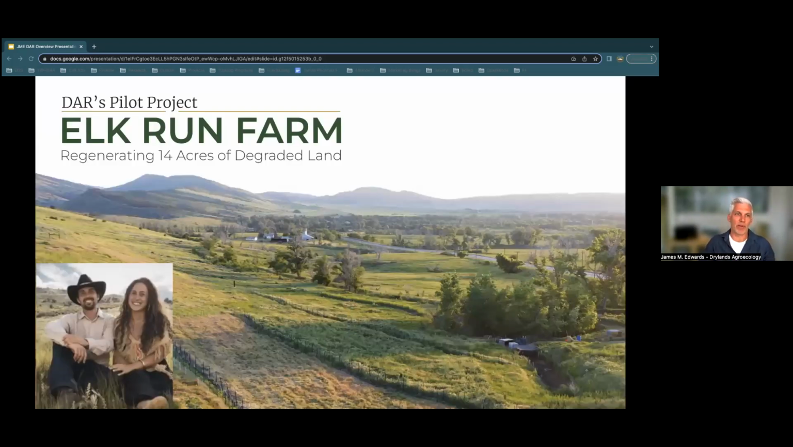So let's look at our pilot project, Elk Run Farm. So our founders here in the picture, Nick and Marissa, acquired Elk Run Farm almost 8 years ago. And the idea was to start a farm, not a nonprofit organization. So not having a lot of experience, Nick acquired this land and went to the various agencies to get advice on how best to farm it, and was uniformly told that it simply wasn't farmable. Just sell it, move on, get out of here, don't do it.